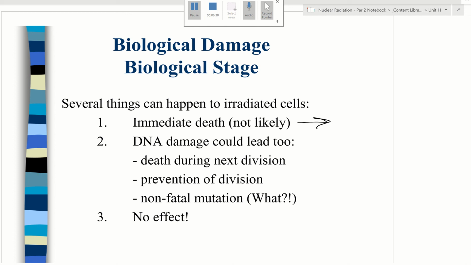So you can have immediate death from DNA damage or from an irradiated cell. If the cell receives many, many radiations, there could be so many chemical reactions inside the cell that it just dies. That's not very common, actually. You have to get a very, very high dose in a very concentrated area of the body to kill lots and lots of cells. That's how radiotherapy works for cancer.